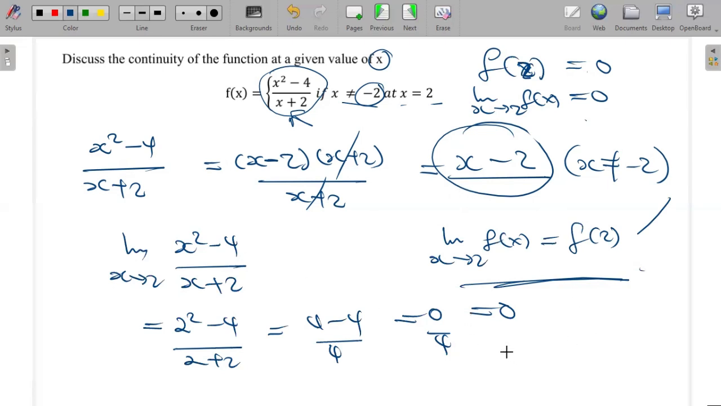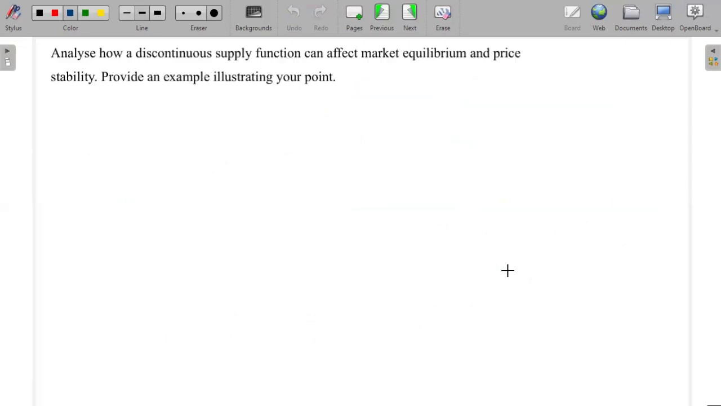So you just state that since these 3 conditions are satisfied, hence the function is going to be continuous at that point, x equal to what? x equal to 2. Okay, so that is how you would discuss continuity when it comes to such a question. All right, next we have this question.